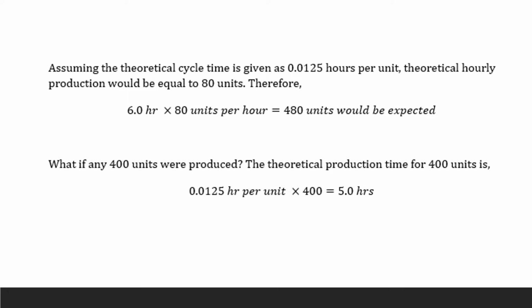The same thing here, you have hours per unit, and then you multiply that with 400 units. The units cancel off, so you're left with hours. That's how we get the hours here. Okay, so let's move on.